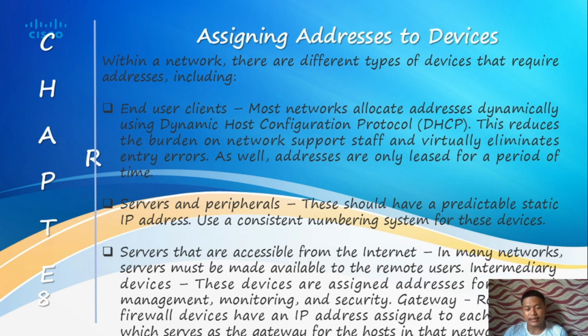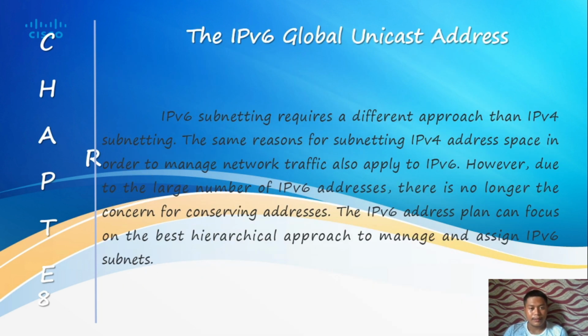Assigning addresses to devices. The IPv6 global unicast address. IPv6 subnetting requires a different approach than IPv4 subnetting. The same reasons for subnetting IPv4 address space in order to manage network traffic also apply to IPv6. However, due to the large number of IPv6 addresses, there is no longer the concern for conserving addresses. The IPv6 address plan can focus on the best hierarchical approach to manage and assign IPv6 subnets.